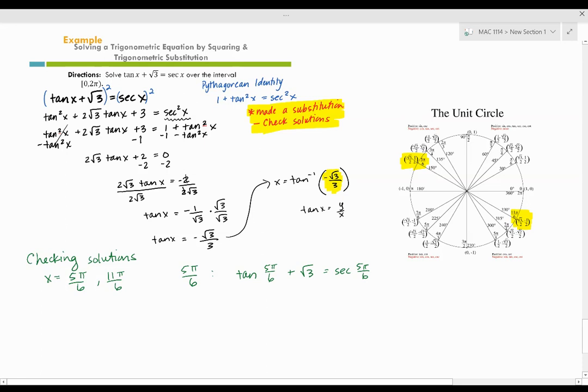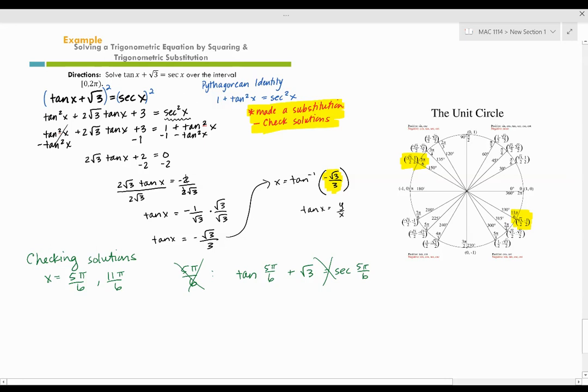Okay. Now, you can either do this by hand or you can plug it in the calculator. Okay. It's completely up to you. All right. When you plug this into the calculator, the right-hand side and the left-hand side are not going to be equal. Okay. This is not true. So 5 pi over 6 is not an answer. So you have to exclude it. 5 pi over 6 does not work.